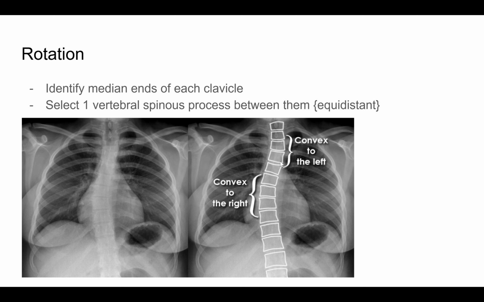If it is not equidistant, then there may be an issue such as scoliosis. Here you can see a chest x-ray of a scoliosis patient, and it is not equidistant, as you can see, because it is more convex to the left and this side is more convex to the right. So the distance here is going to be more than here.